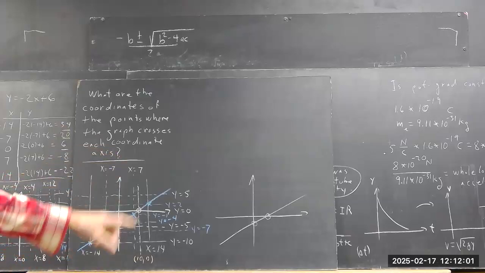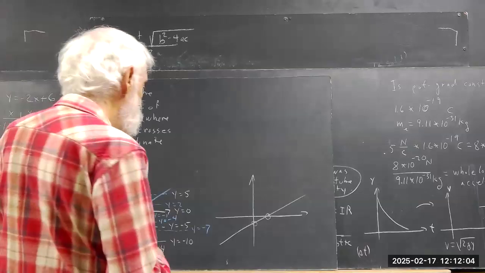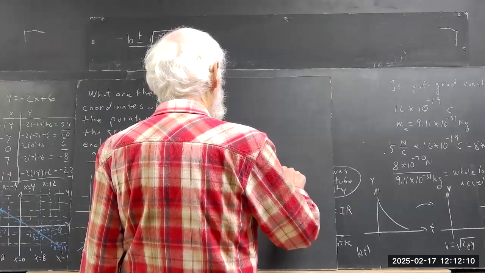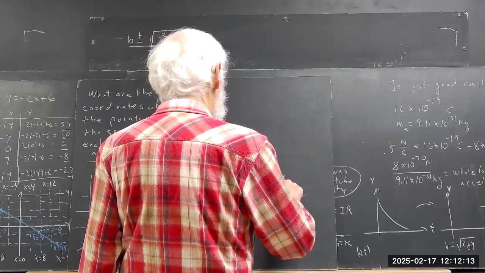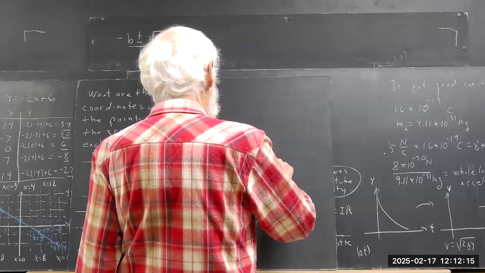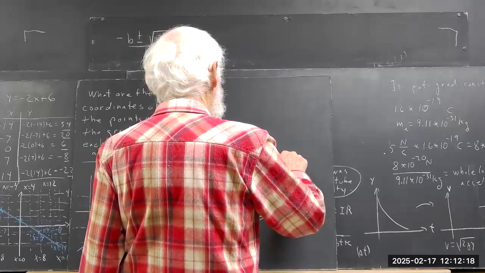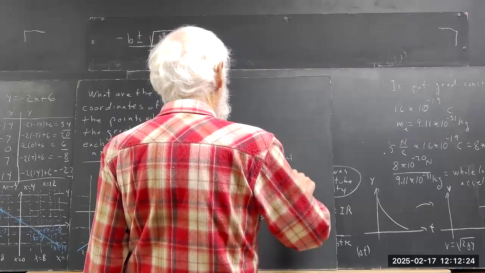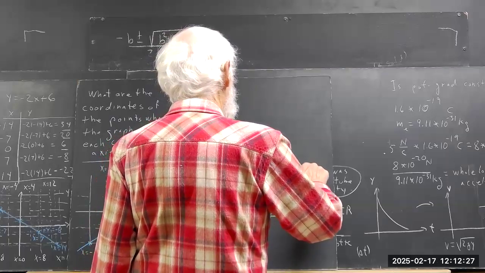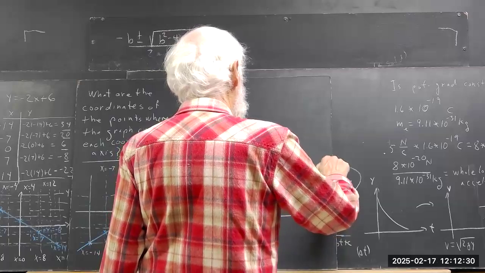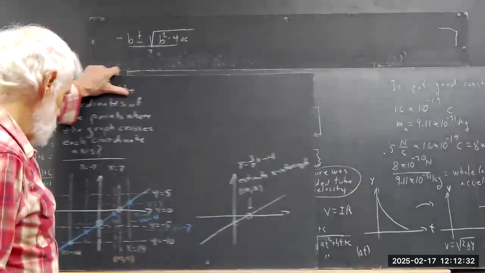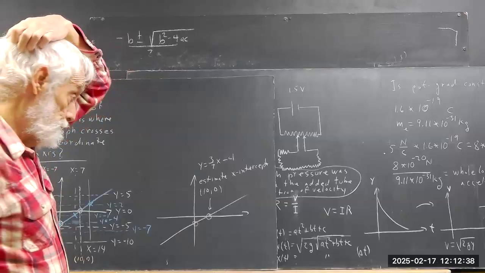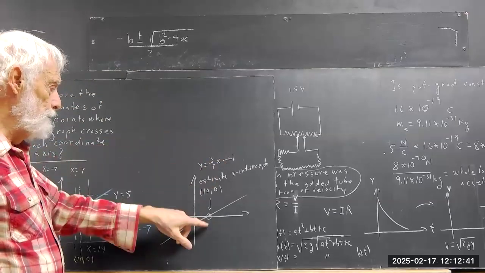Okay, so now what we're saying is, the point where the graph meets the x-axis is called the x-intercept. Okay, so we estimate the x-intercept to be 10.0.